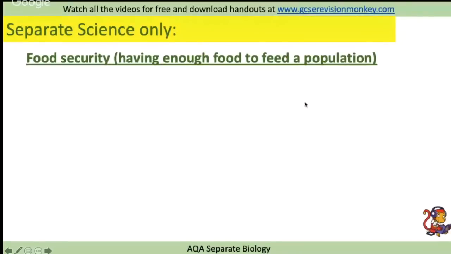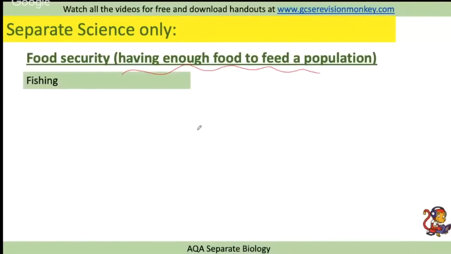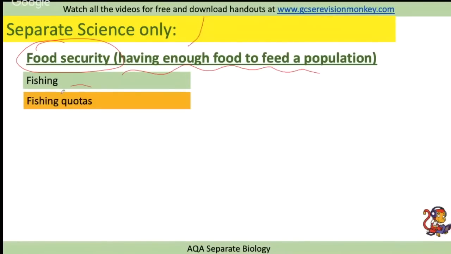Food security, really topical conversation at the moment. Food security by definition is having enough food to feed a population. So fishing, for example, is one way that we can help control food security. Before, anybody could just go out into the sea, catch whatever they want with whatever nets they wanted, and that was fine. But now the population is increasing rapidly. The governments have put quotas on, so it tells you exactly how many fish of each species you can catch and bring in. And they control the net size.